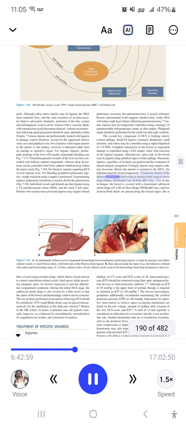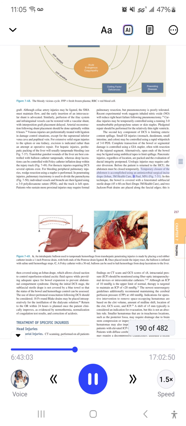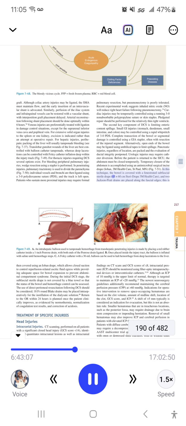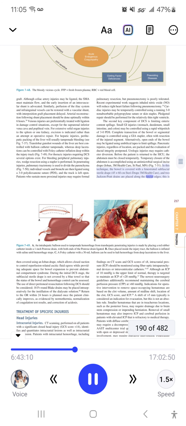Temporary closure of the abdomen is accomplished using an antimicrobial surgical incise drape, Ioban, 3M Healthcare, St. Paul. Fig. 751. In this technique, the bowel is covered with a fenestrated subfascial sterile drape, 45 times 60 cm Steri-Drape, 3M Healthcare, and 2 Jackson-Pratt drains are placed along the fascial edges.